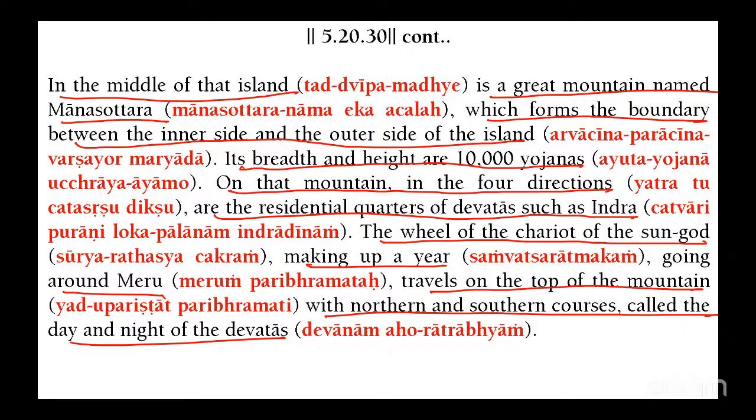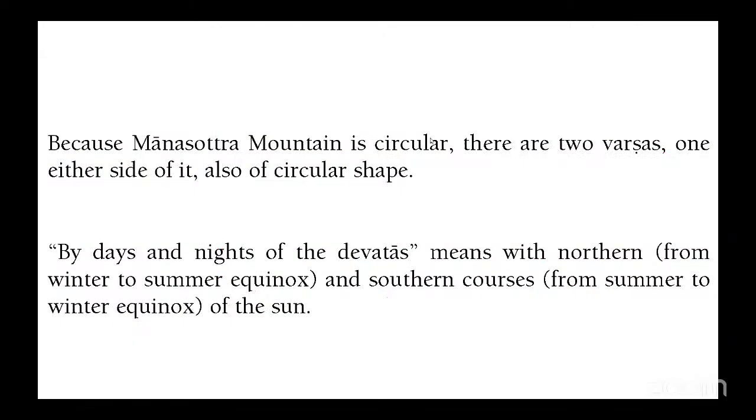So this is that Manasottara mountain on which the wheel of the chariot of Surya Dev travels. So this Manasottara mountain is also a circular mountain. Because Manasottara mountain is circular, there are two Varshas, one on either side of it, also of circular shape. This Dvipa is divided into 2 parts, divided by the Manasottara mountain.